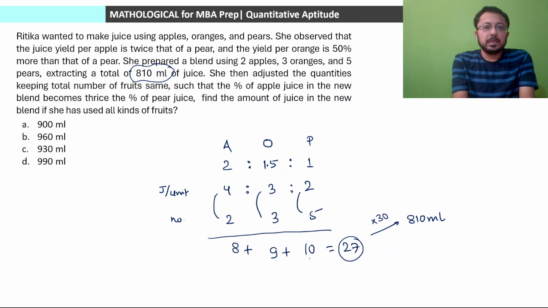She then adjusted the quantities keeping total number of fruits same. यानी total number of fruits जो हमारा है that has been kept identical. Total number कितना है? Initially she took 2 apples, 3 oranges and 5 pears. यानी total number of fruits was equal to 10. So in this new scenario also, number of fruits will be equal to 10 only. Such that percentage of apple juice in the new blend becomes thrice that of percentage of pear juice.